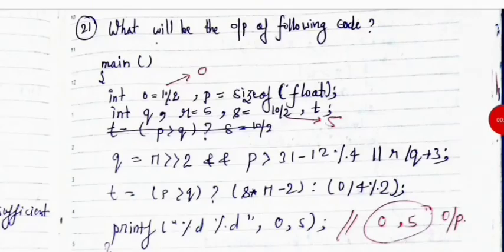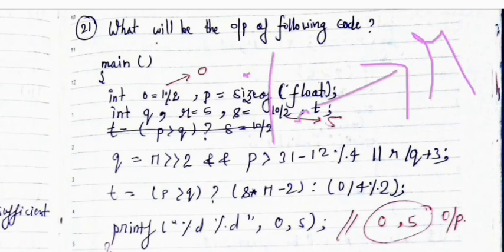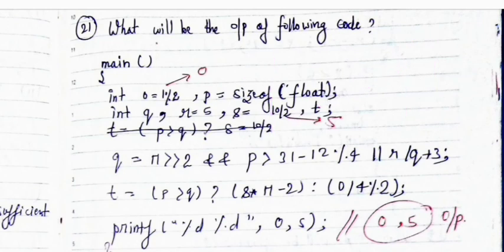Now come to the next question, that is the 21st. What will be the output of the following code? The code is given here. int o equal to 1 modulo 2, and modulo represents the remainder, and p is equal to size of long. Now here int q, r equal to 5 and s equal to 10 modulo 10 divide 2. We can easily say that 10 divide 2 is equal to 5.